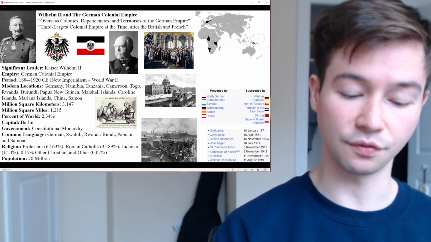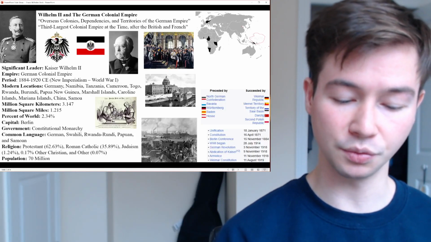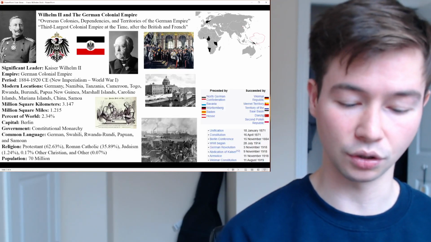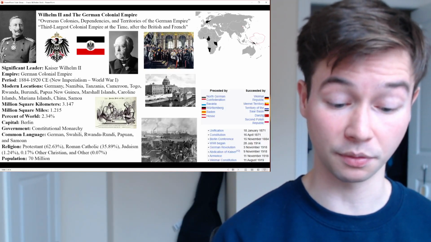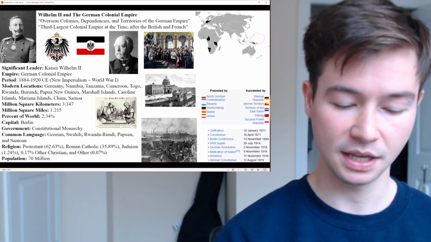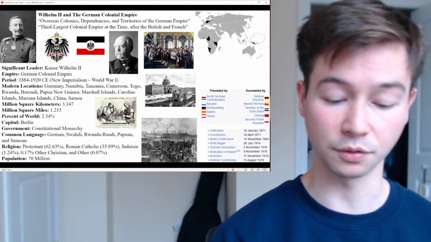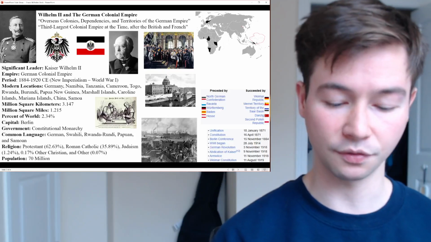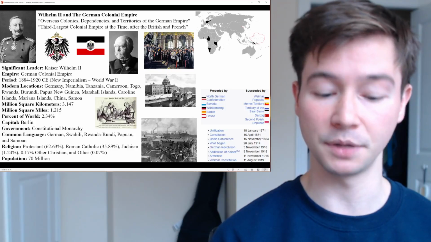As for his vision for a colonial empire, under Wilhelm II, Germany pursued an aggressive policy of colonial expansion. Although German colonies had been acquired before his reign, Wilhelm's leadership gave them new emphasis. He envisioned Germany as a global imperial power to rival Britain and France, coining the phrase a place in the sun to express his ambition.